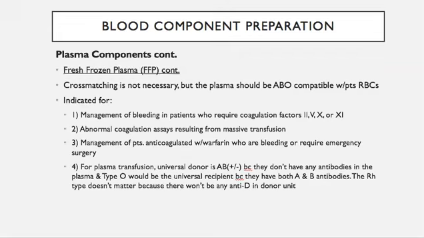And for a plasma transfusion, the universal donor is AB positive or negative because they don't have any antibodies in the plasma. Type O would be the universal recipient because they have both A and B antibodies. And then the Rh type doesn't matter because there won't be any anti-D in the donor unit.